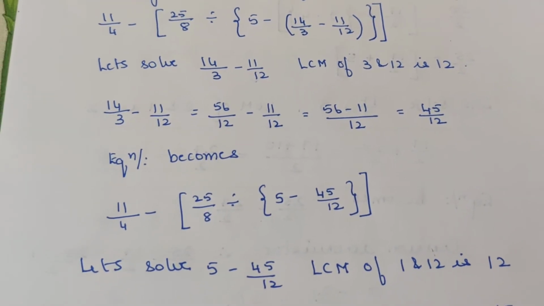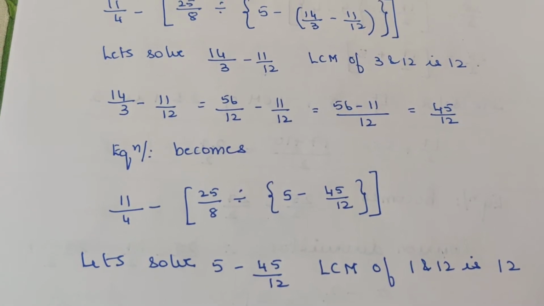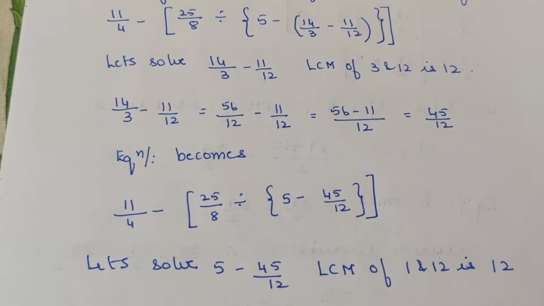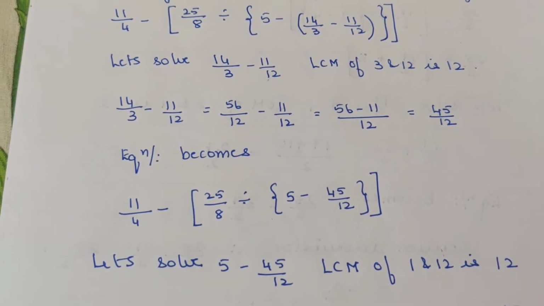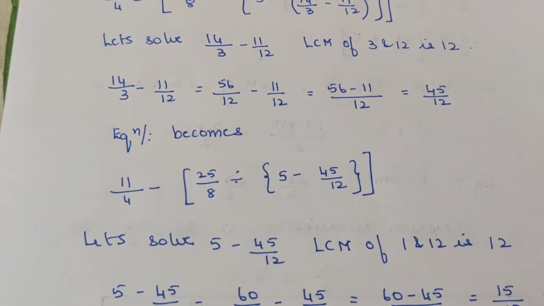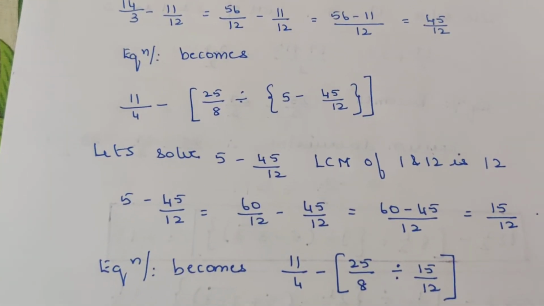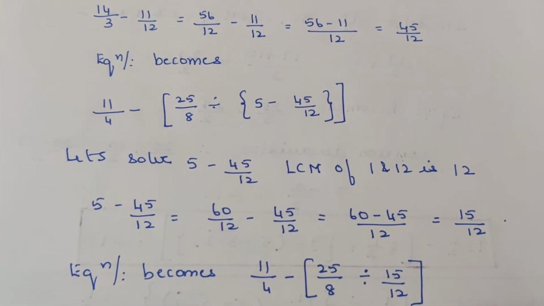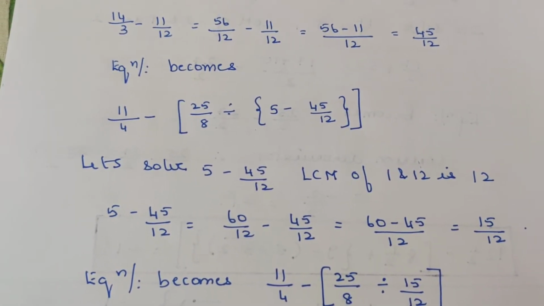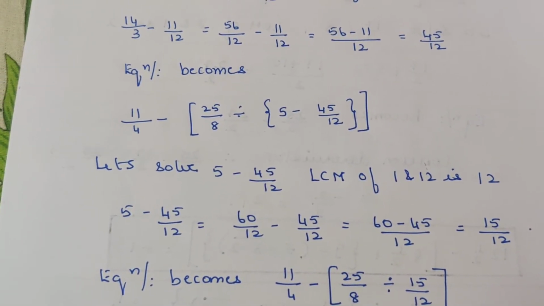Therefore, the equation becomes 11 by 4 minus 25 by 8 divided by 5 minus 45 by 12. So now solving 5 minus 45 by 12, the LCM of 1 and 12 is 12. Okay. So next, 5 minus 45 by 12 is equal to 60 by 12 minus 45 by 12. That is 60 minus 45 by 12, that is equal to 15 by 12. I am just pausing for a few seconds.